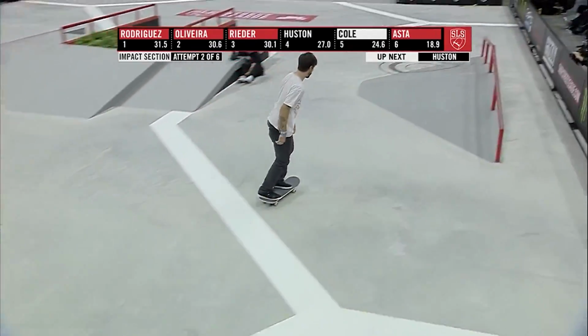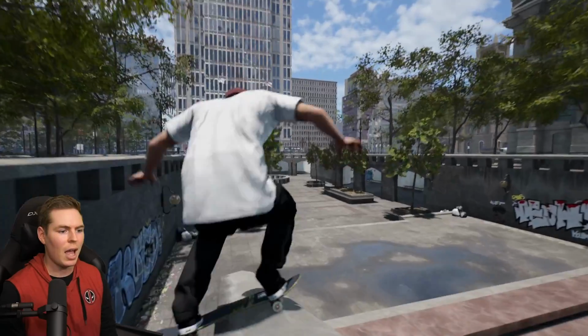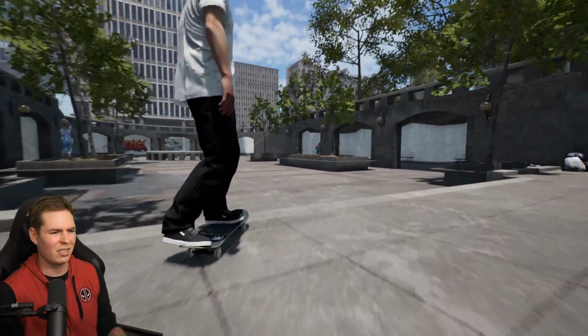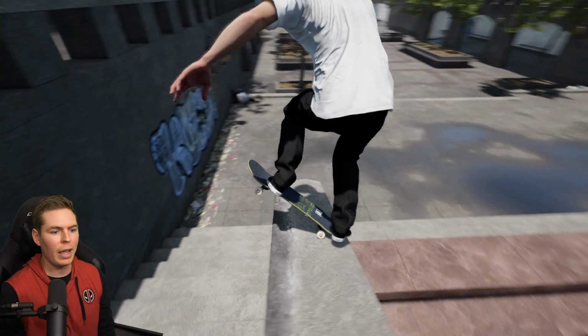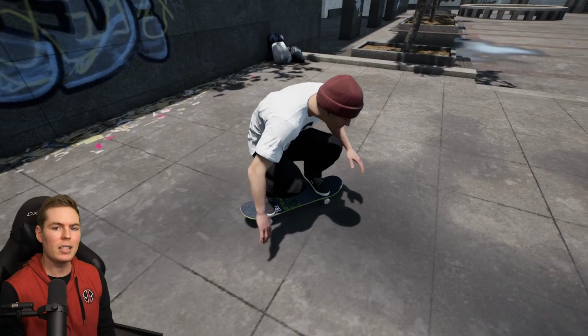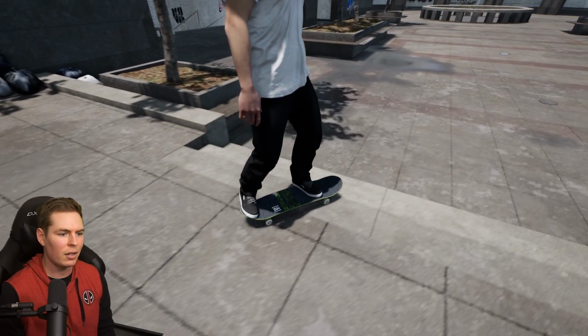Ollie over to blunt slide. So if I was to do exactly what Chris Cole does, less dip, but pop over as if I was going to do a tail slide, but then land in blunt on the other side, is that still a blunt or is that technically the tail slide?